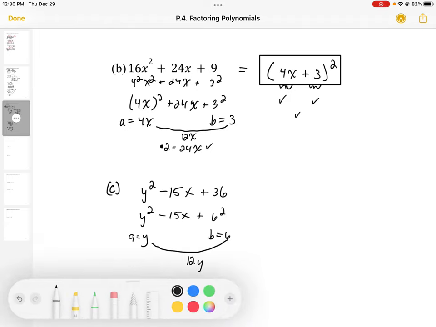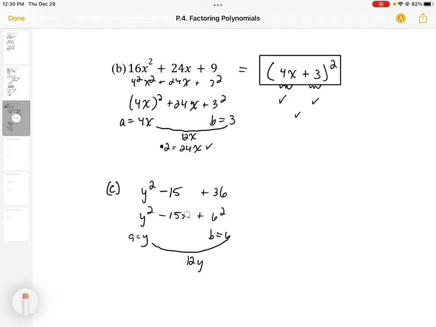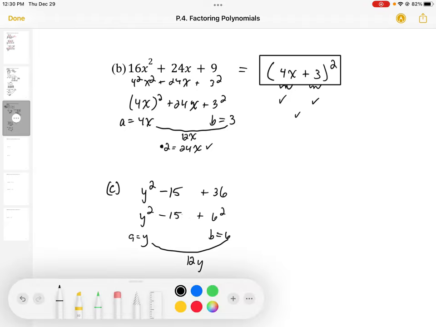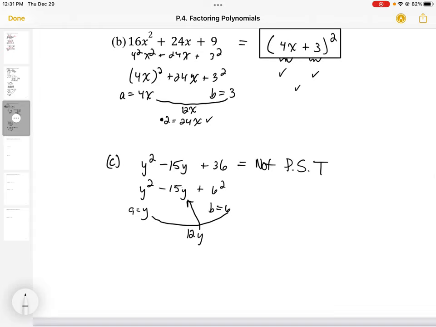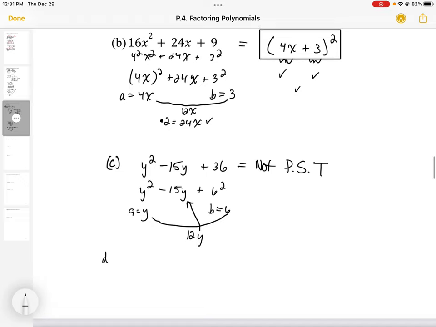12y. Excuse me, I got to backtrack again. I have x's and y's in here, which is going to make life a little bit more complicated than necessary. So we have all y's. So if we take our a and we multiply it times our b, we get 6y, and we double it, we get 12y. That does not match our middle term. Therefore, this is not a perfect square trinomial, which I often abbreviate as PST. That doesn't mean that we can't factor this, but we can't factor it as a perfect square trinomial.